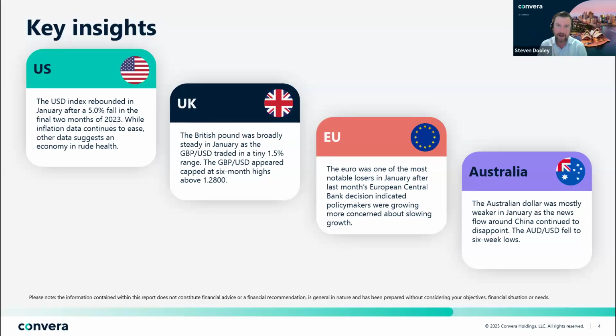Another very poor result for its fourth quarter GDP. And if you look at the major European economies, Italy, France, Germany, all really underperforming at the moment. So that's why the euro is underperforming. And the Australian dollar, mostly weaker as well. And that really is a driver. The driver of that has been the weakness out of China.